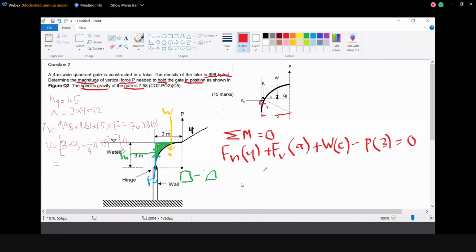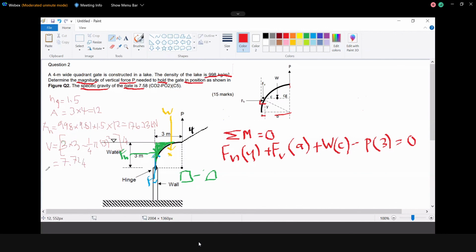Sembilan tolak 7.069. Betul tak? Betul, madam. Berapa dapat volume? Darab dengan 4. 7.724.